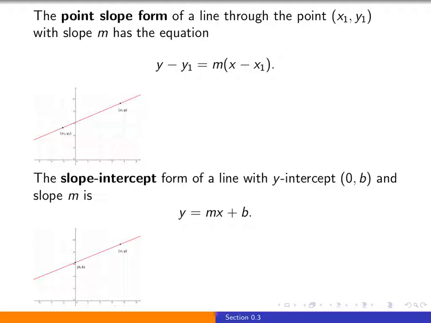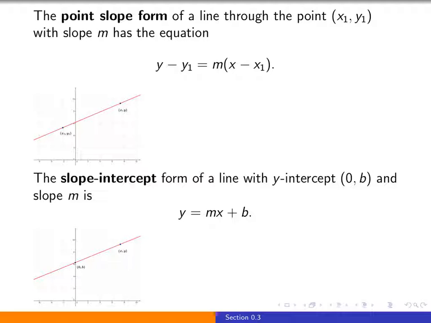Let's now mention the 2 basic equations of a line. The first is the point-slope form. If we want the equation of the line through a specified point (x1, y1) with a slope m, it's given by the following expression here. y minus y1 equals m times (x minus x1). And this point-slope form of a line becomes very important when we get into the calculus topics later on.